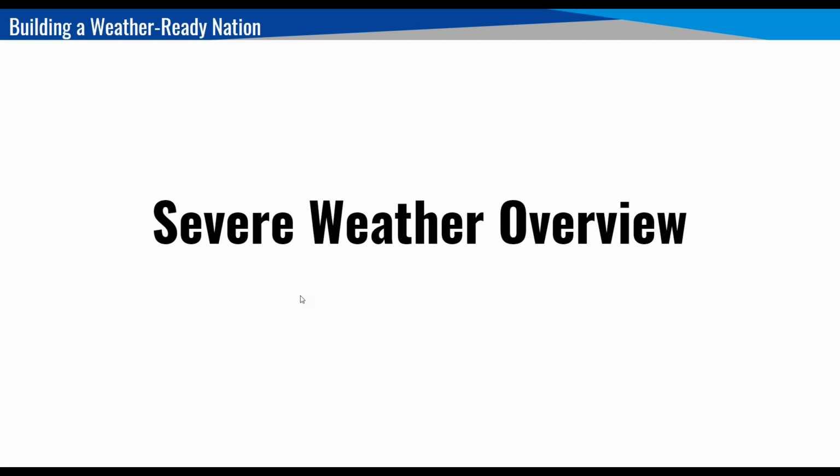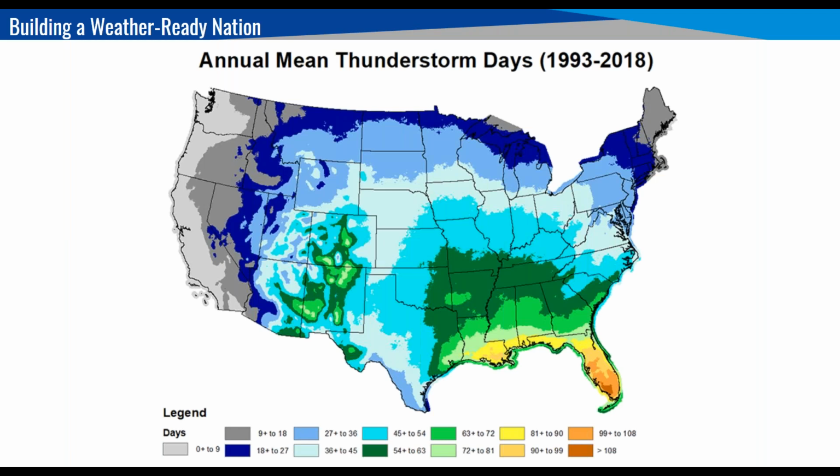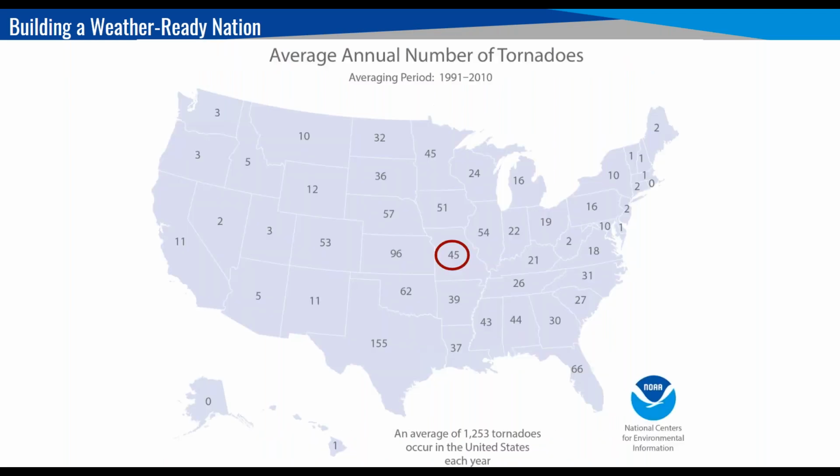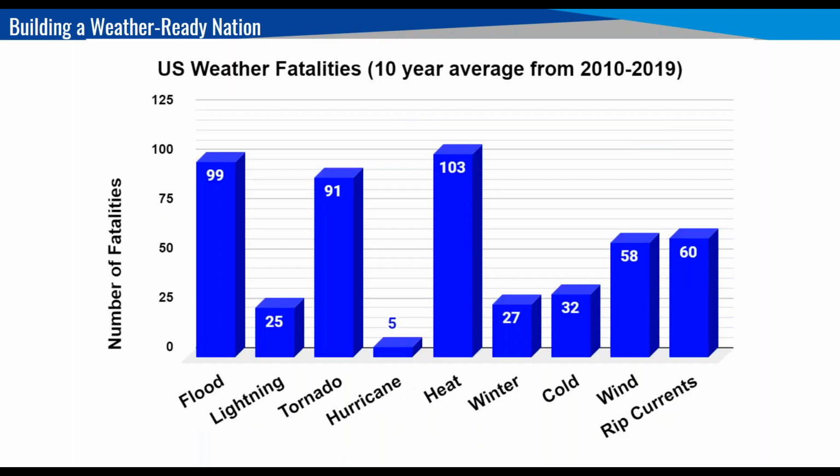So let's dive right in. This first section, we will be discussing the severe weather overview. On average, the Springfield area, Springfield CWA for that matter, sees anywhere from 54 to 63 plus thunderstorm days per year. In addition, the annual average number of tornadoes is around 45 for the state of Missouri. And on average for the United States, somewhere around 1,200 occur each year.